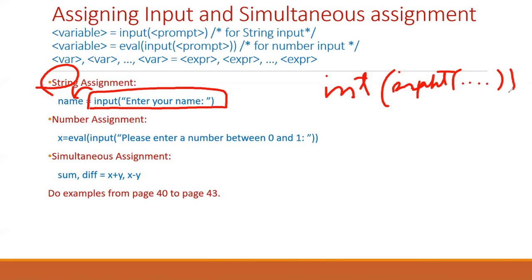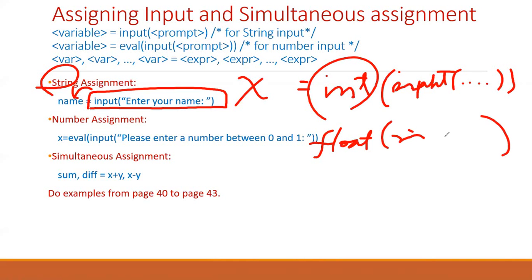But if you want to convert it to an integer, you need to assign input something to x, okay? Or if you want to convert it to a floating point number, you need to put input in there and convert it to y. Okay, and you can also use eval, but eval will determine whether it's x or y for you.